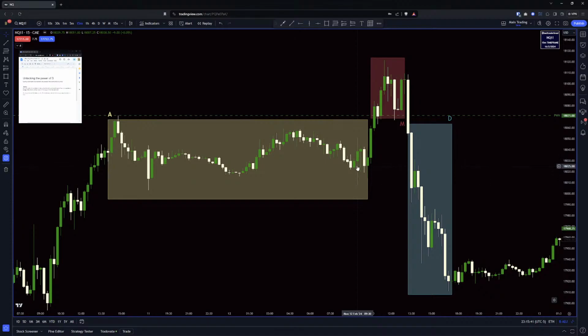Now on the 15-minute, it's just a wick, right? But this is a little 1-minute manipulation. If we dropped into the 1 minute, this would look like a move down and then snapped back up, and then we get the actual manipulation move, right?